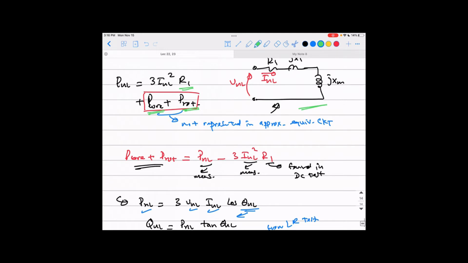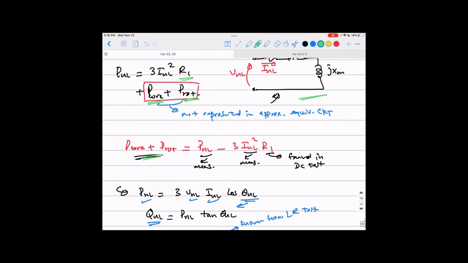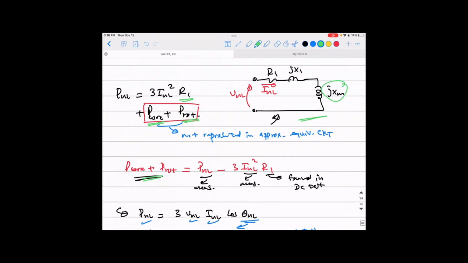If you want to find them, you basically have P no load minus 3 I no load squared R1, and this will give you the combined core and rotational losses, which you need for your power flow diagram and calculations of the machine's efficiency. Okay, and after this we need to find XM in this equivalent circuit.